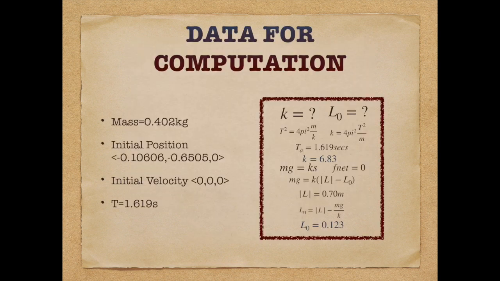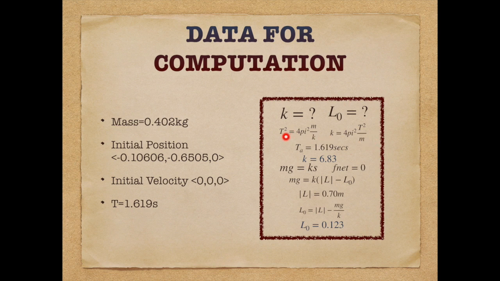Data for computation. So for this lab, the mass of the unit is 0.402 kilograms. The initial position is negative 0.10606, negative 0.6505, and 0. The initial velocity is the 0 vector, and the time of oscillation is 1.619 seconds. We then can calculate s and L0.